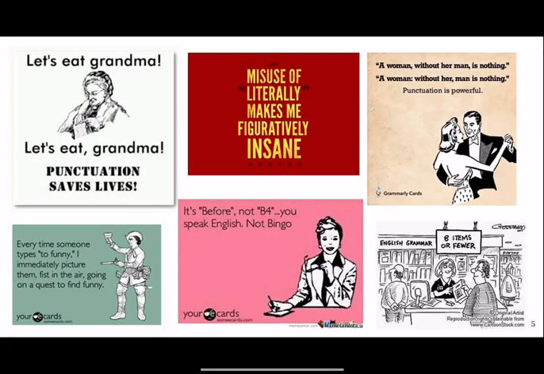All right, so have a pause and read through all of these. These are all prescriptive views of language.